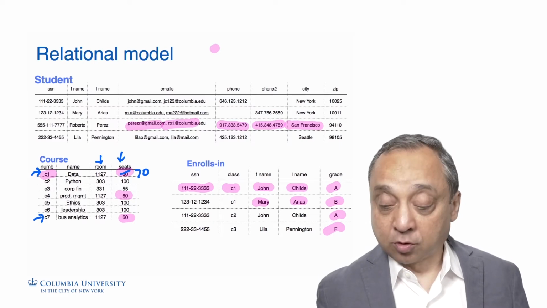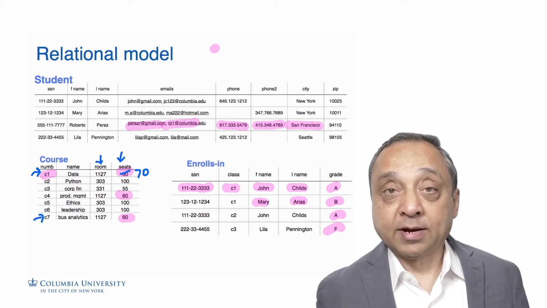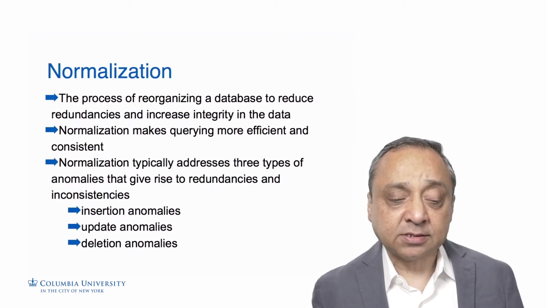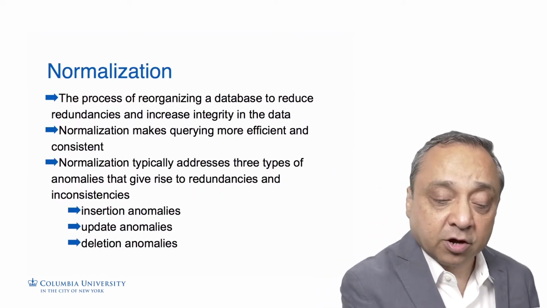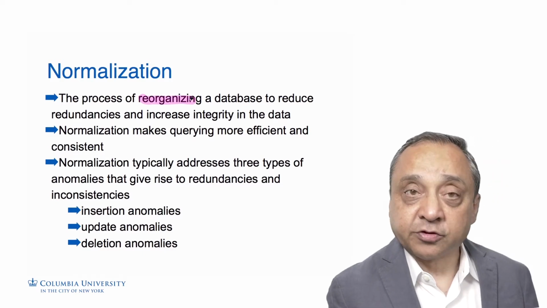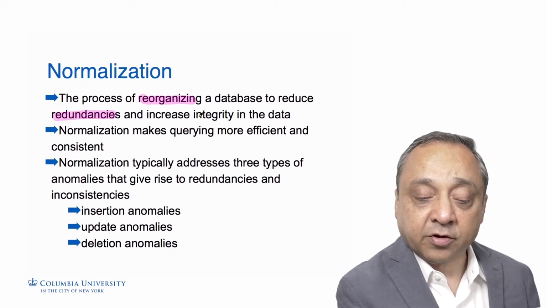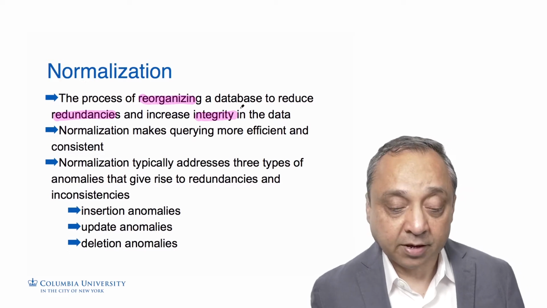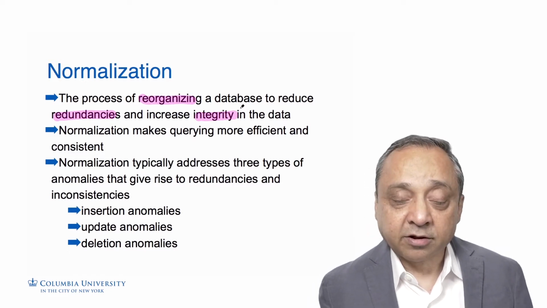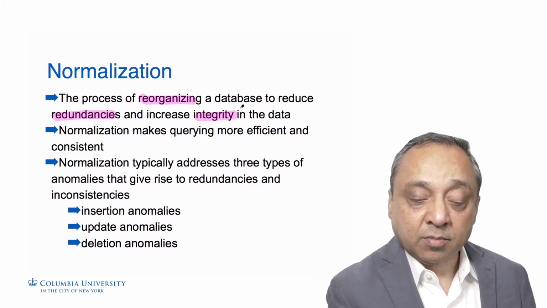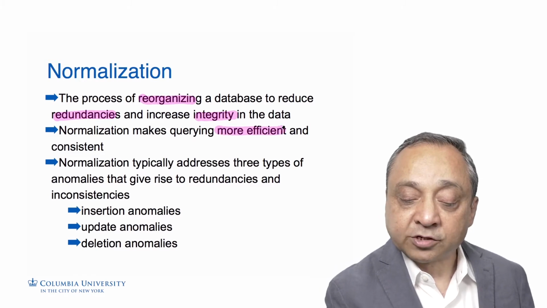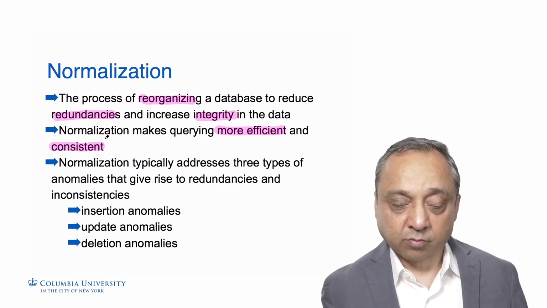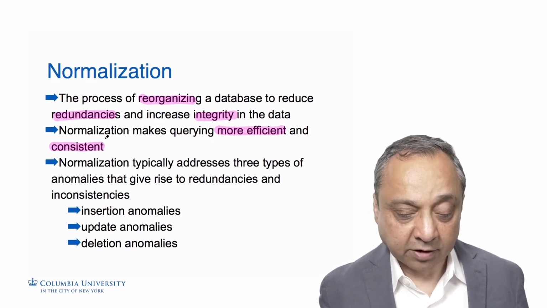Once we've got our relational model, we want to move on and normalize it. So what is this normalization stuff? Normalization is the process of reorganizing the database to reduce redundancies and increase integrity. That means increase the consistency of the data, okay? Make it more consistent. So the idea of normalization is it actually ends up making the queries a little bit more efficient and more consistent, which is kind of nice, all right? Because it's where we want to be in this kind of world here.